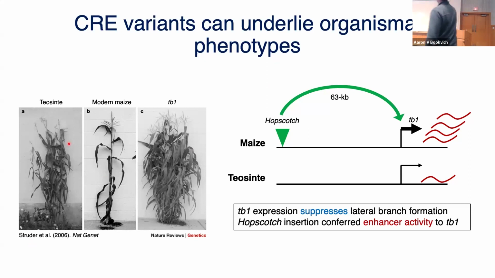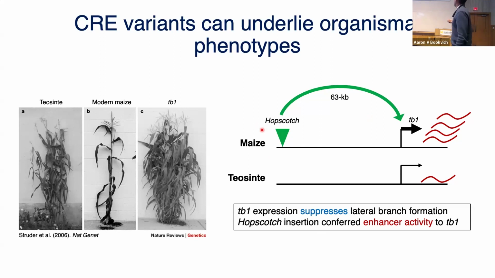And modern maize is only a single stalk with apical dominance. And so one of the very fundamental changes that led to the modern maize that we see now from teosinte was this insertion of a transposon upstream of a gene called TB1. And so this transposon confers enhancer activity to TB1.